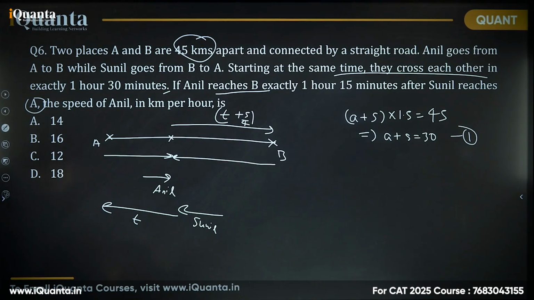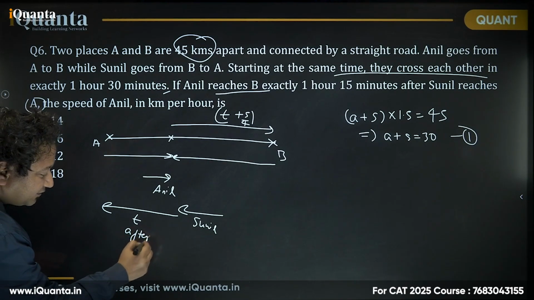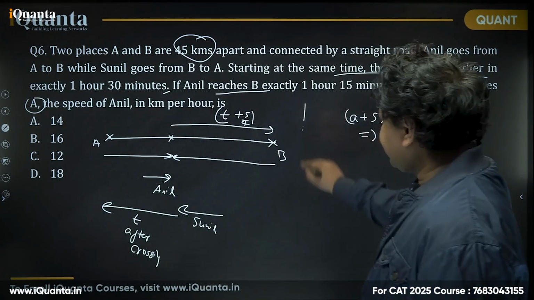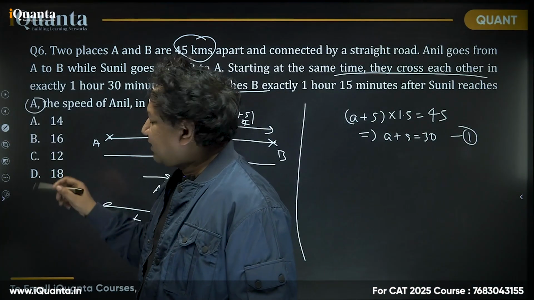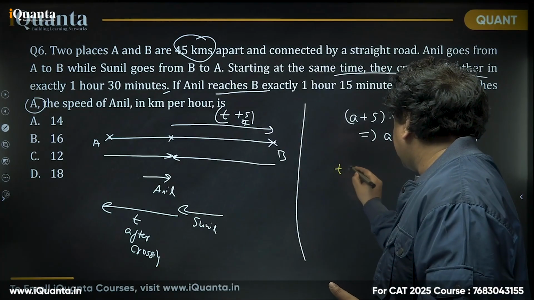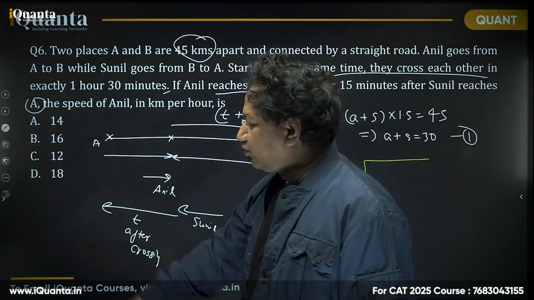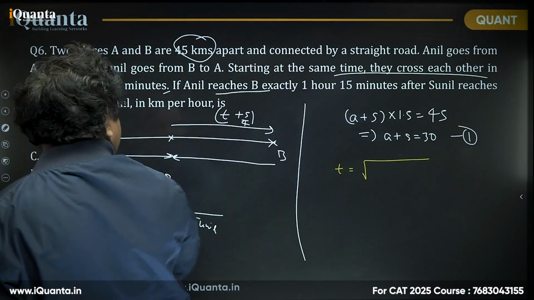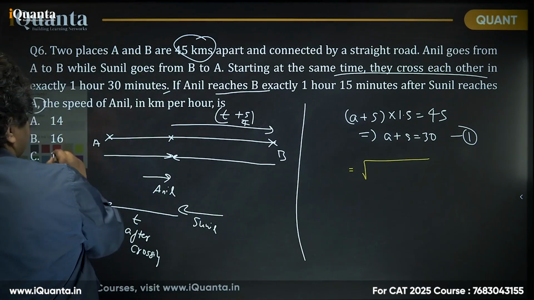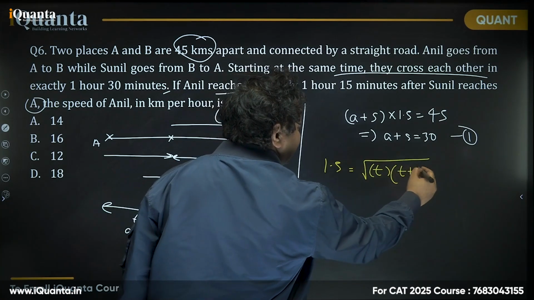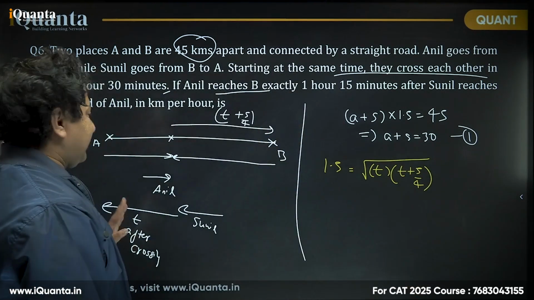Okay. Now, once you assume that, this T is the time after crossing. All right. This is after crossing each other. Same as this after crossing. So as we know, there is a formula for it. When two people cross each other after T time, that is always a geometric mean of the time taken by them to go further. So they crossed at 1.5 hours, after 1.5 hours. So 1.5 must be the geometric mean of T and T plus 5 by 4. This is where we'll be able to find the value of T.